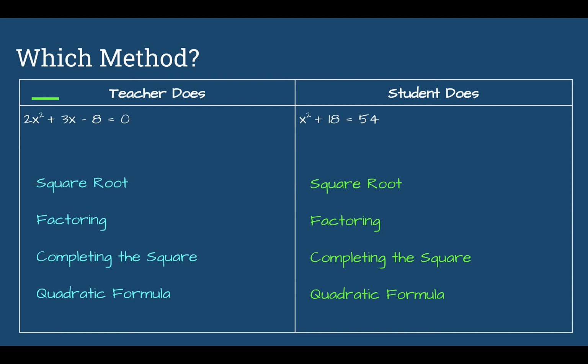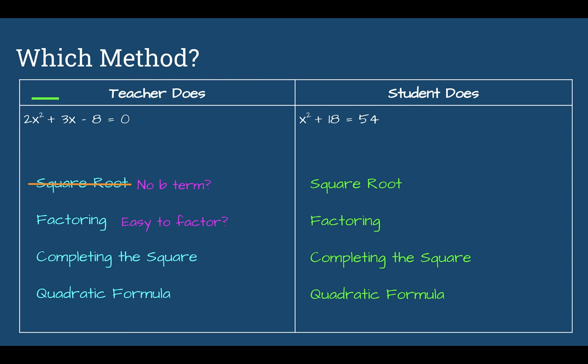We have 2x squared plus 3x minus 8 equals 0. So which method should we use to solve this in the easiest, quickest way we can? For the square root, is there no b term? There's the 3x there, so we're not going to use the square root. Is it easy to factor? This one is not so easy to factor.